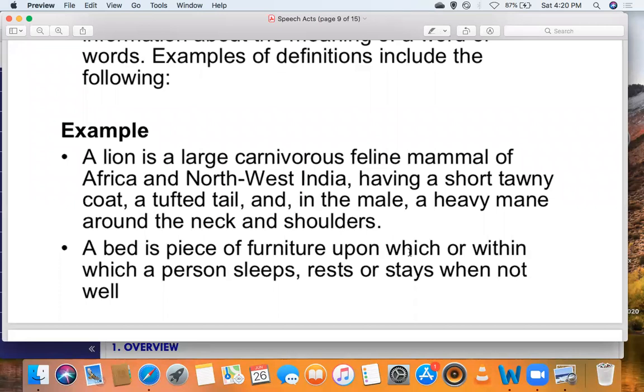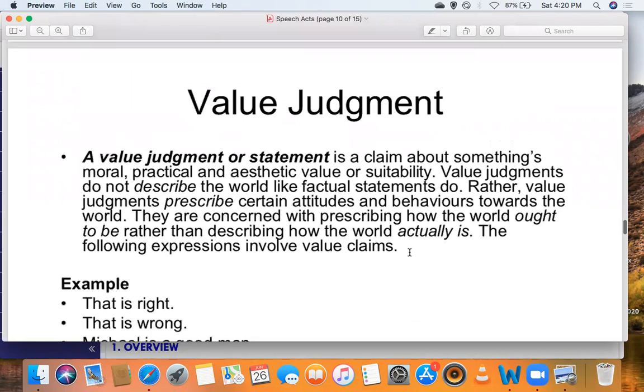Now, this is the definition of a lion. You can see that it is not a factual statement. It doesn't tell you about lions. It just tells you what it means to be a lion, at least physically. Then the second example, a bed is a piece of furniture upon which a person sleeps. So it's not a factual statement. It doesn't tell you about beds. It tells you the meaning of a bed, or what it is to be a bed. So that's the job of definitions.